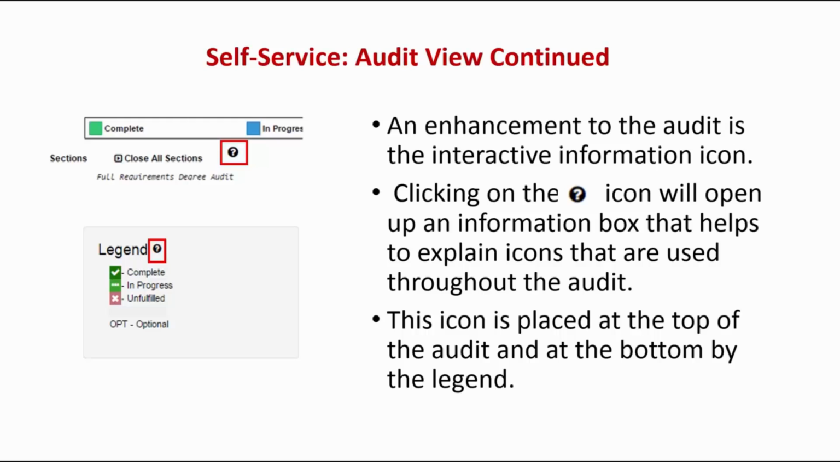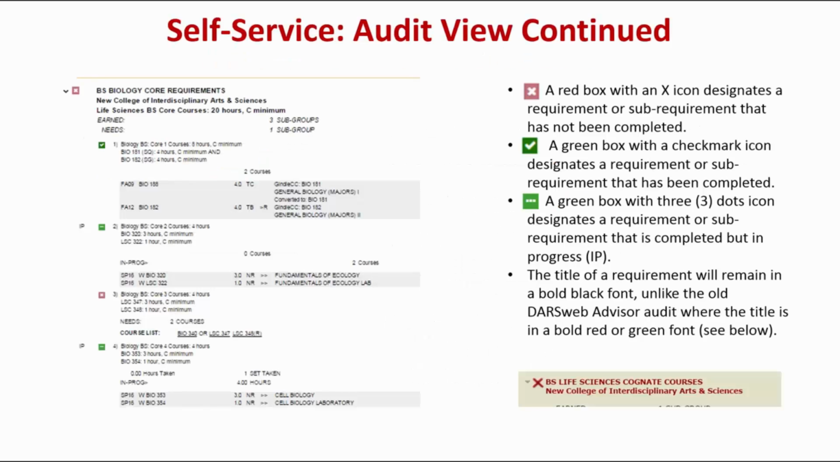A green box with three dot icon designates a sub-requirement that is in progress. The title of the requirement will remain in a black bold font rather than a green or red bold font that is in the old DARS Web Advisor audit.